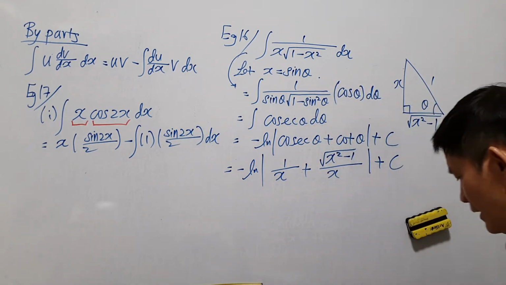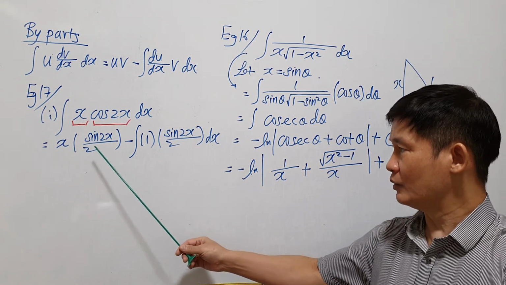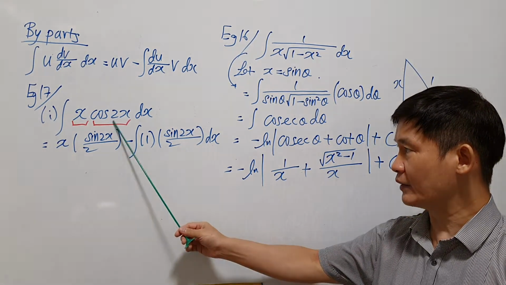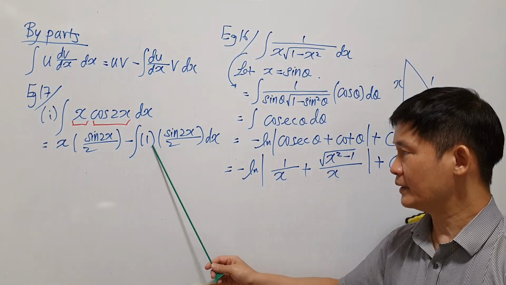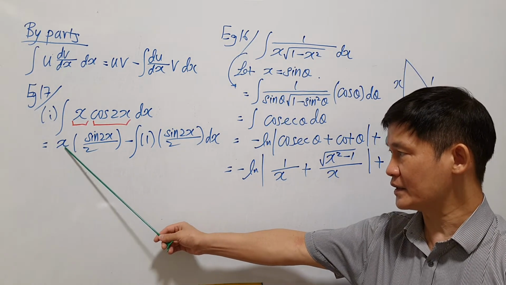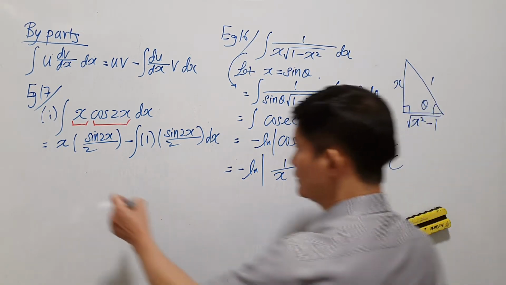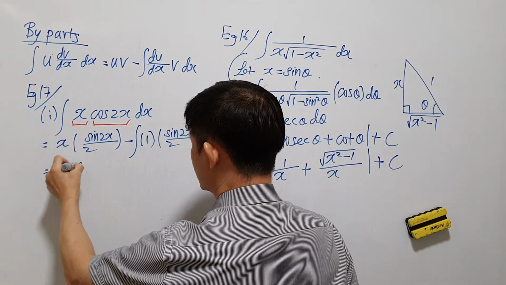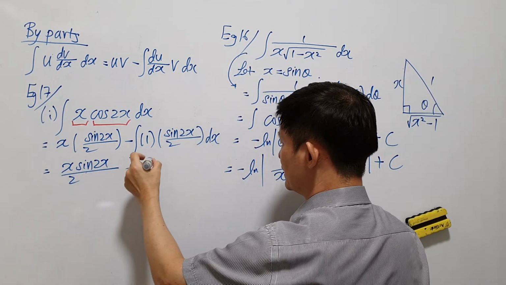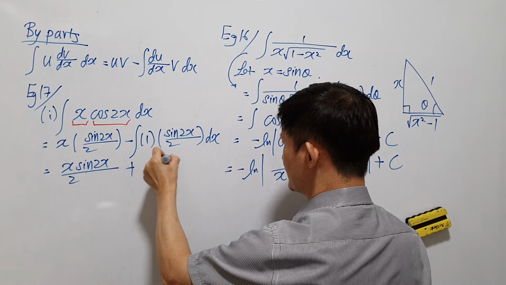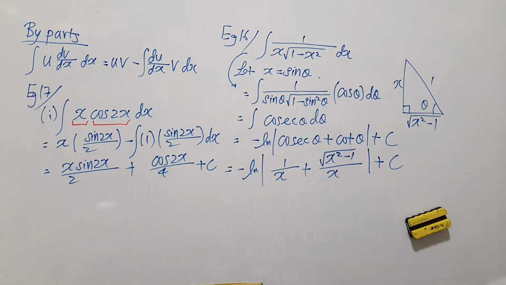If you do by parts correctly, you will realize that in the first stage, you do integration twice. Integrate this one once, again once, and your differentiation you do only once. This one is not differentiated, just leave it as it is. Here is differentiated. So now I'm going to have x sine 2x over 2 minus, which becomes plus, cos 2x over 4 plus c. So this is 17 part 1. We have done it by parts.